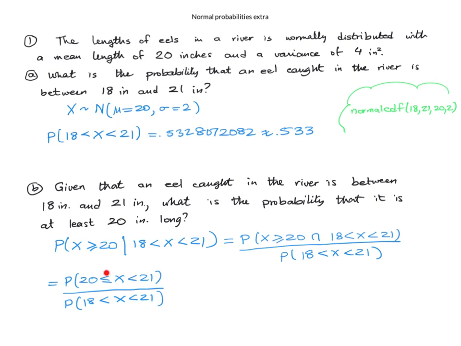So now I can plug this in the calculator using the normal CDF. The lower is 20, the upper is 21, the mu is 20, and the sigma is 2. And then this one I had from the calculator earlier, and of course keep the long decimal version. And when I plug into the calculator, and I can round this now to 3 sig figs because it's the final answer, I get approximately 0.359 as my final answer. And that is the end of the video.